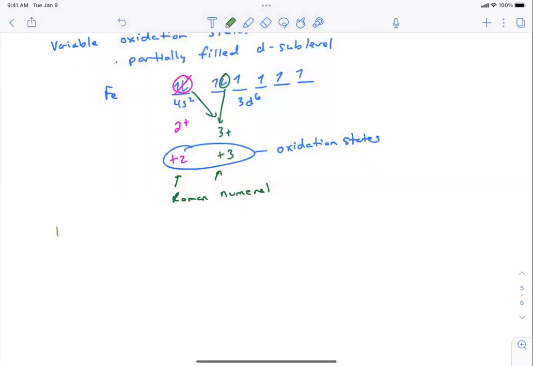The second characteristic, magnetic properties. This actually has to do with unpaired electrons creating a magnetic field.